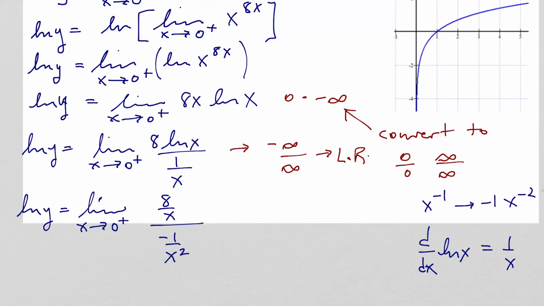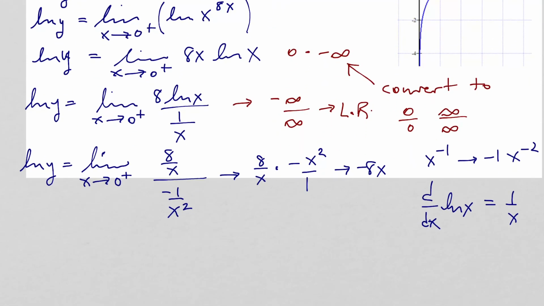So I can fix this up a little bit. This is the same thing as 8 over x times, flip and multiply, negative x squared over 1. That's the same thing as negative 8x. All right, so now what I have is the natural log of y is equal to the limit as x approaches 0 from the right of negative 8x.